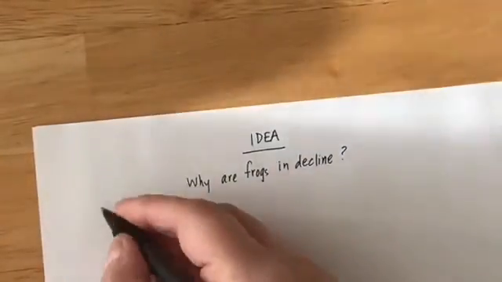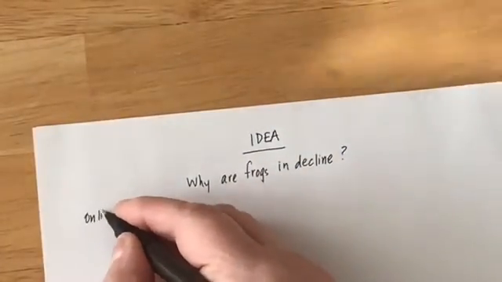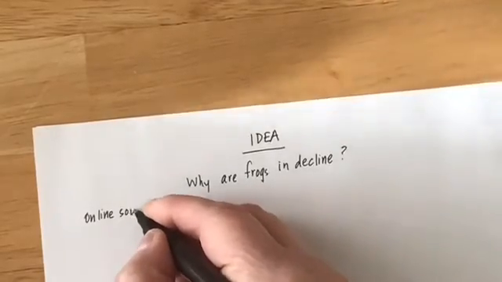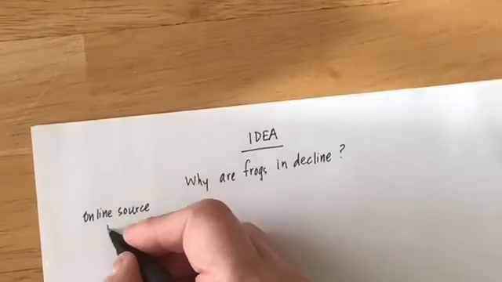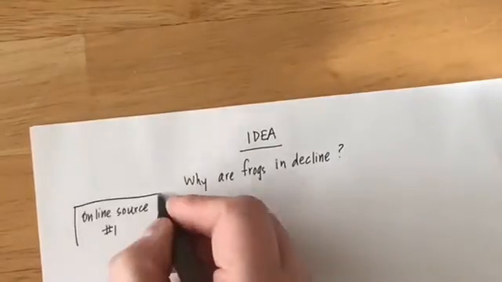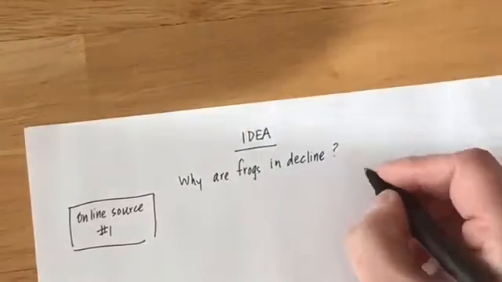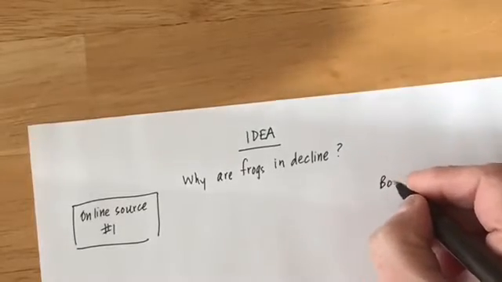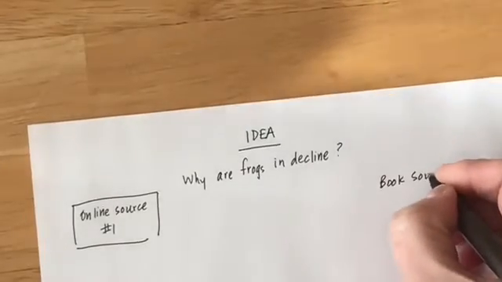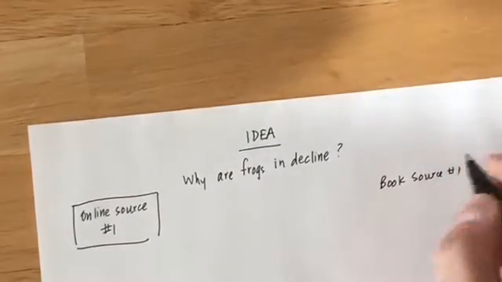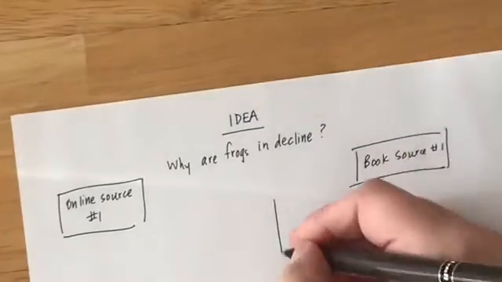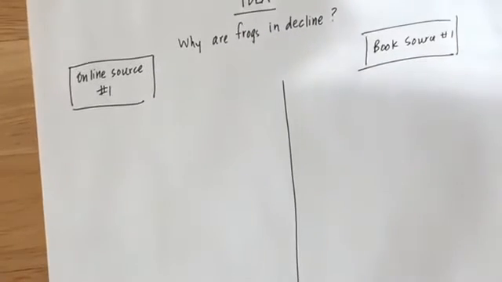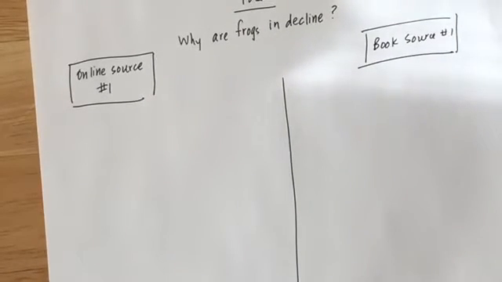And if I go over here and I write, I'm just going to put my online source, because that's online source number 1. I'm going to put book source number 1. And I'm going to kind of compare the two sources, sort of using a T-chart.